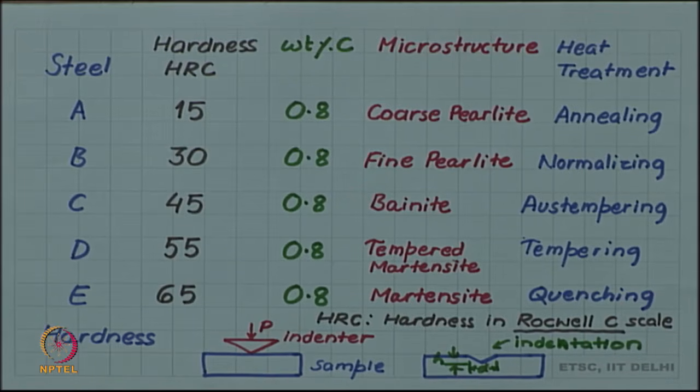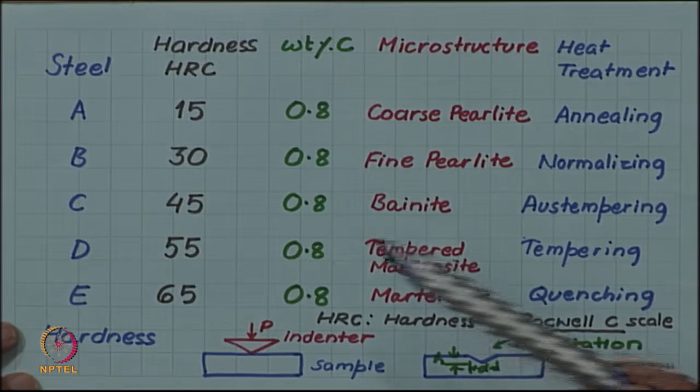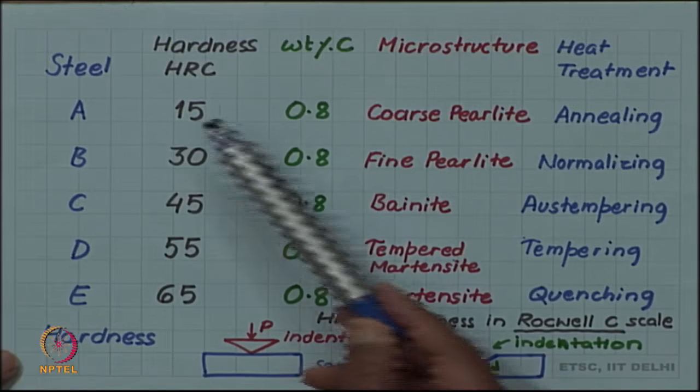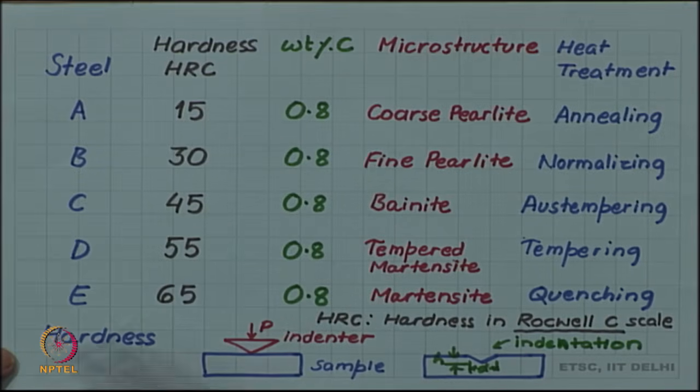We will discuss all these heat treatments as we go along. So, do not worry if you are not familiar with these names already. So, annealing, normalizing, tempering, tempering and quenching are different heat treatments which can produce different microstructures in the same steel of 0.8% carbon with hardness value going from 15 to 65. This is indeed extremely dramatic.